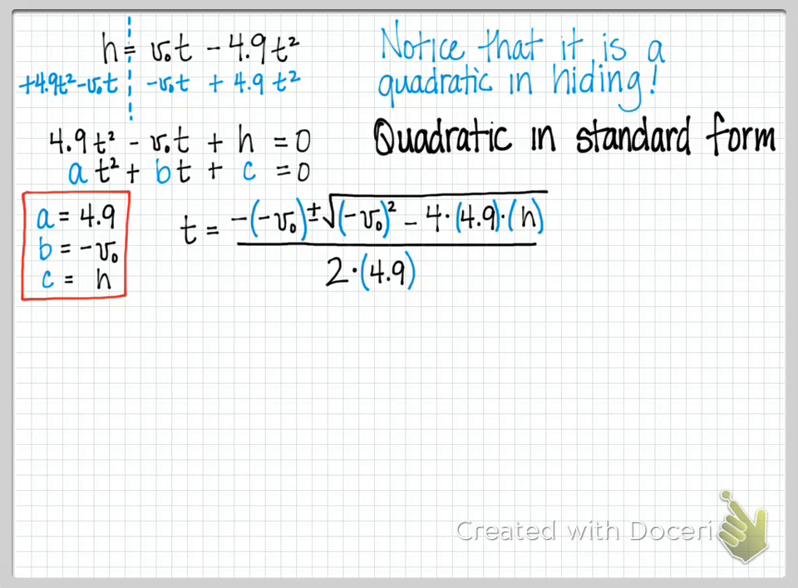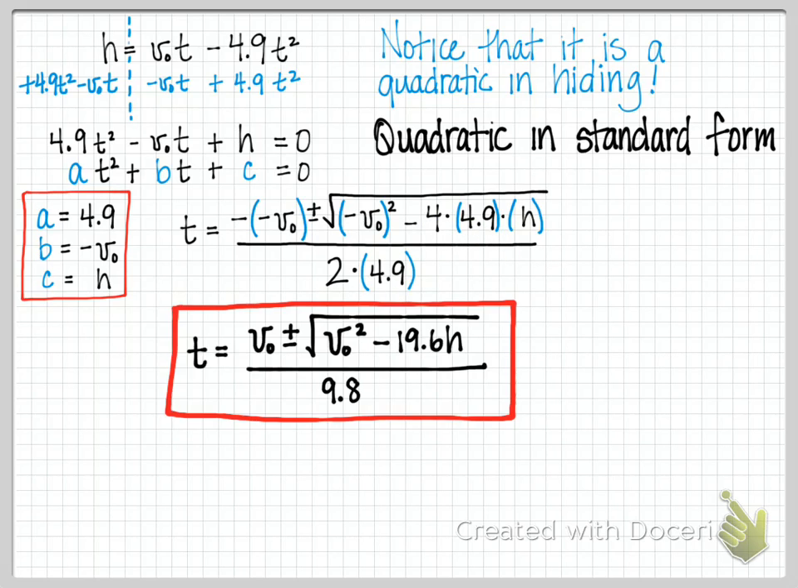We now need to simplify. We've got things like the negative of a negative becoming a positive. A negative squared would become a positive v sub 0 squared. We can multiply the negative 4 and the 4.9, and we can also multiply the 2 and the 4.9. When we do so, we end up with this final answer for the problem. This is just the simplification of what we had up here.